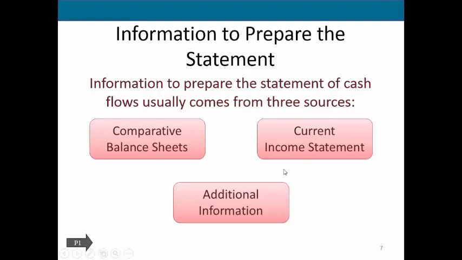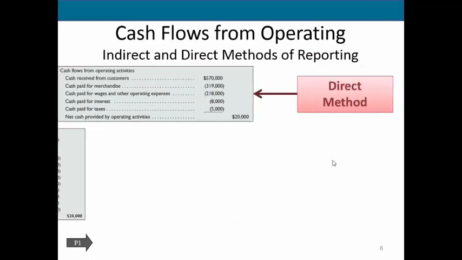We'll need the current income statement because we need that net income number. And we'll also need some other information on here, and that's going to be non-cash type items that are in our income statement number. So for example, if we had any type of amortization, depreciation, those are things that decrease our net income, but they're not actually cash transactions, so we'll need to make adjustments for that, and we'll look at that when we actually get into preparing an example. And then we'll need some additional information as we move forward.